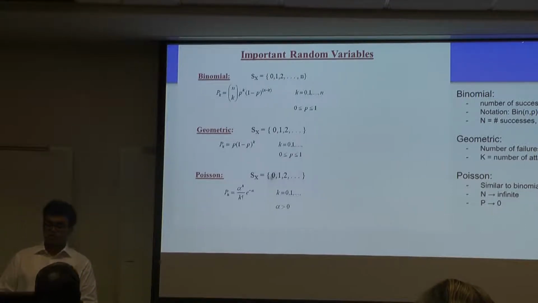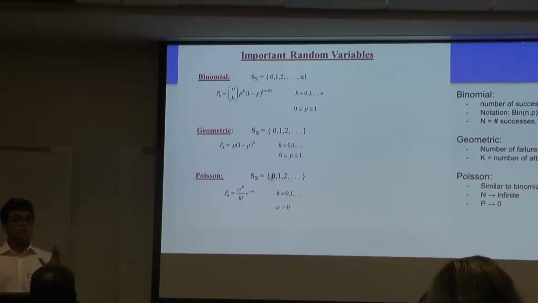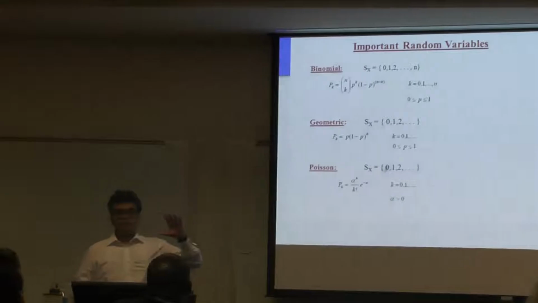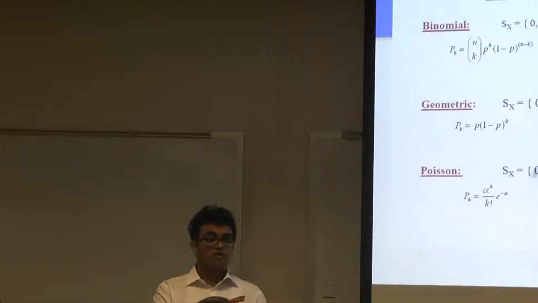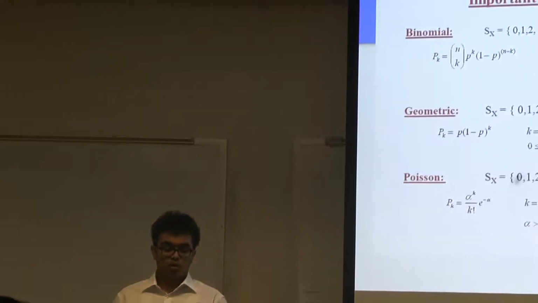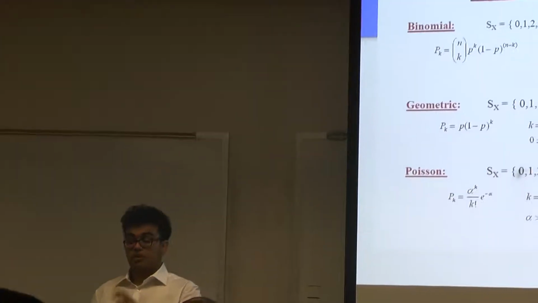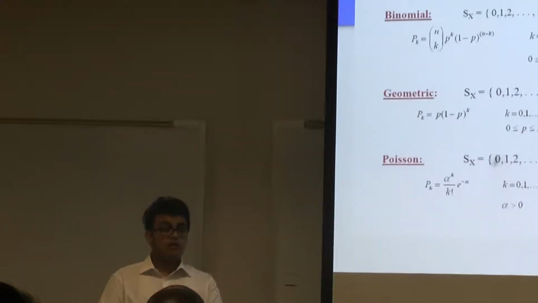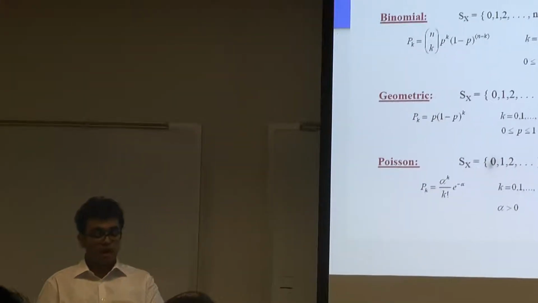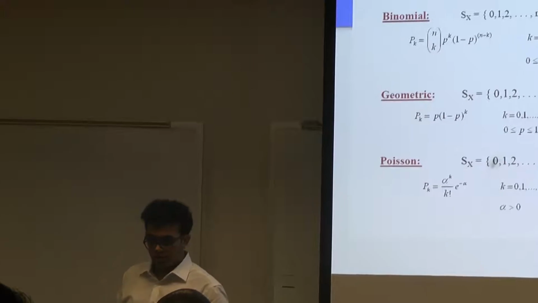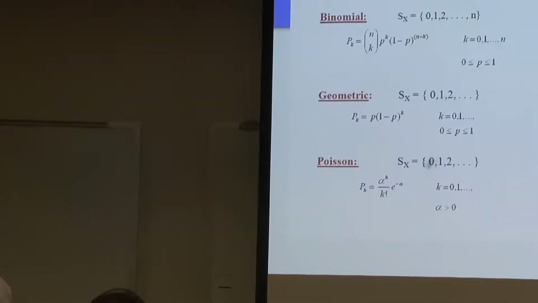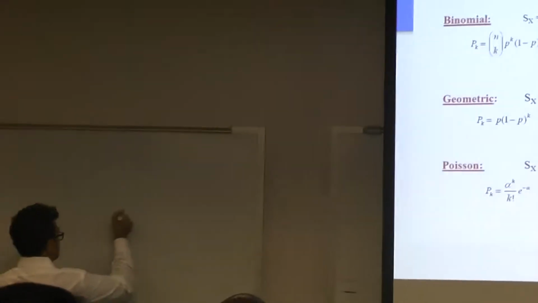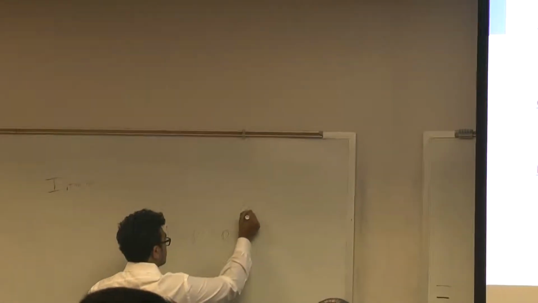Next is a geometric distribution. So that's where we're trying to find the number of failures we have until we get a success. So that could be, going back to our dice example, the number of non-6s we roll until we roll a 6. So here we have a different variable called k, which is looking for the number of attempts that we have. And the formula for this is P equals p times (1 minus p) to the k power.